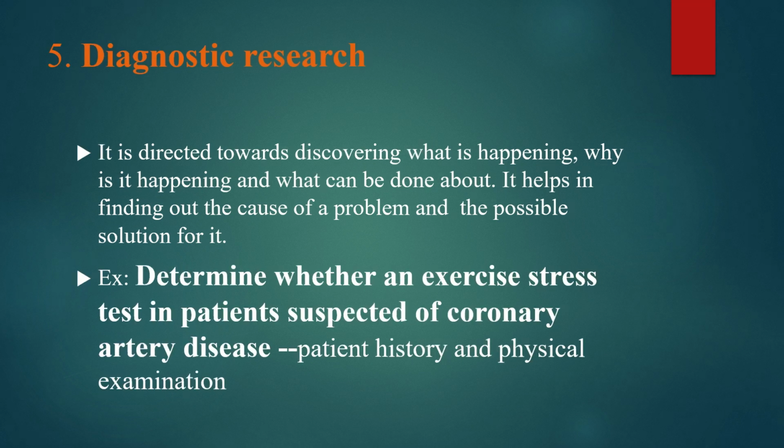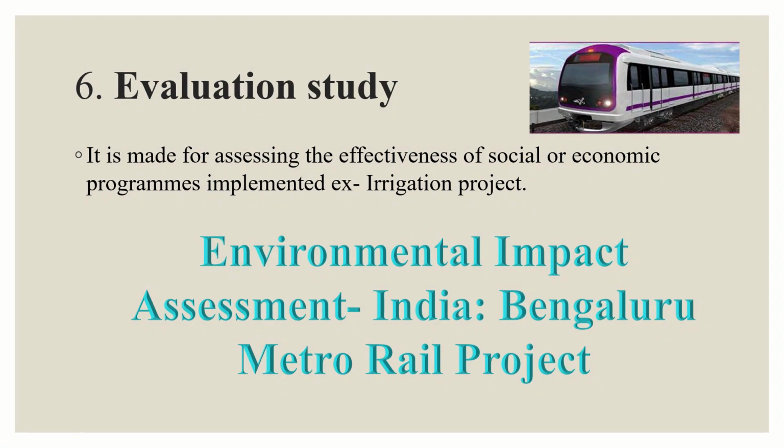And the next form of research is evaluation study. Now this evaluation study is about assessing the effectiveness of social or economic programs implemented. Now how do we assess it? First, let's take one example, an irrigation project. Under the irrigation project, the first year it has given us so much yield. The second year, it has given us so much yield. In the first year, when we implemented this irrigation project, was it effective enough? Was this program effective enough? Has it given us the expected return or not? So this is evaluation study.